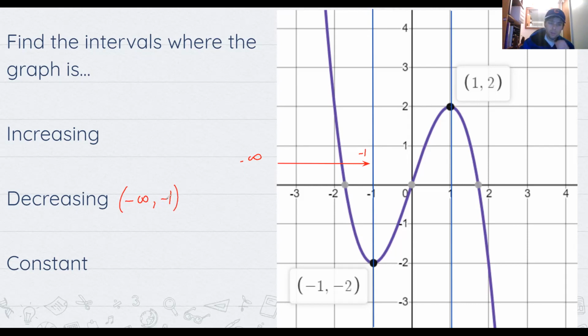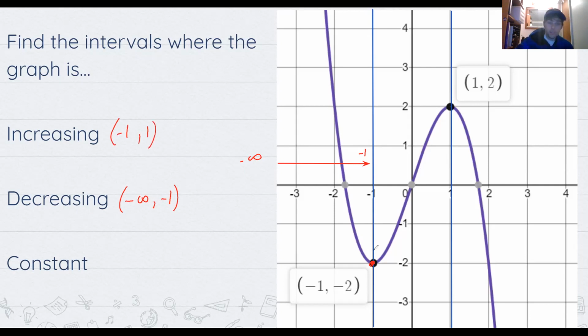For these types of intervals, we never include the endpoints because once we reach this endpoint, it's no longer decreasing. It actually stops, and we would be moving onto a different interval where it's actually increasing. So we just use parentheses to not include that. Well, then what's happening? Now in between these two blue lines, our graph is no longer decreasing, it's actually increasing. So it's increasing from -1 to 1.